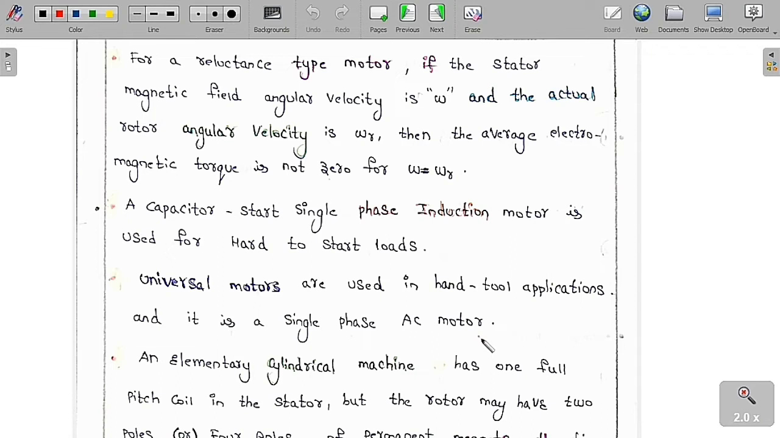It is basically used in food mixers, grinders, juicers, portable drilling machine tools, vacuum cleaners, and the recent automatic washing machines, hair dryers also, and hand dryers also we can use, electric shavers. These are having a very large sound, and it's also called the universal motor or the fractional kilowatt motor. I've already told this important point. So universal motors are used in hand tool applications, and it is a single phase AC motor.